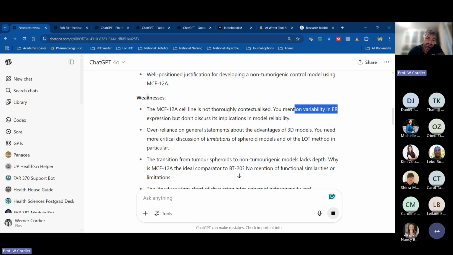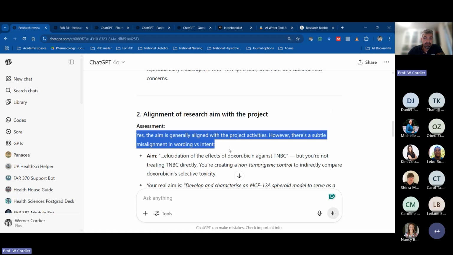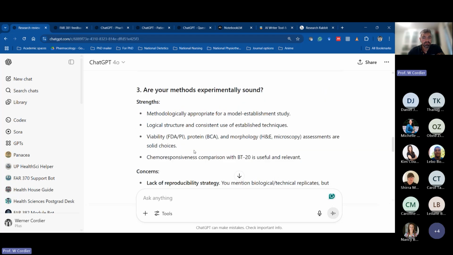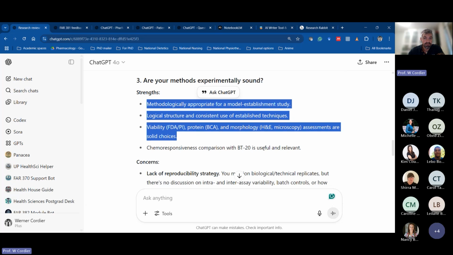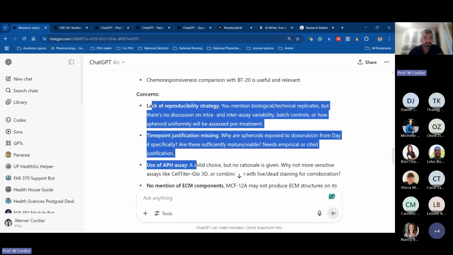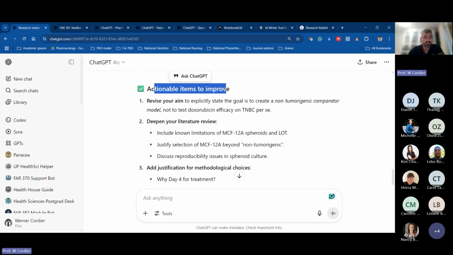So from a weakness point of view, it seems that this protocol really doesn't delve into the depth thereof. There is alignment, but there are some issues with the wording that can be improved upon. And in terms of the method's experimental soundness, there are some strengths, but there's also a lack of reproducibility, time point justifications are missing, the use of the assays is not rationalized, and so forth. And then it provides actionable items to improve.